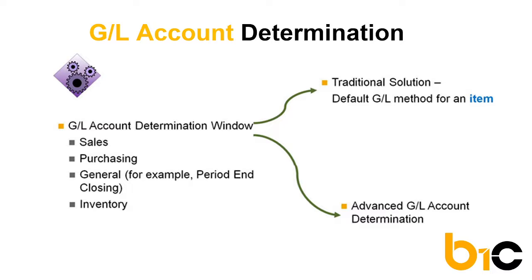When items are used in the transactions, there are two options for account determination. In the traditional solution, the system looks for the default accounts based on the account determination set in the item master data. Starting at version 9.0, you can work with the advanced solution for account determination. The advanced solution provides a centralized matrix to determine rules for assigning GL accounts in journal entries according to a predefined or closed list of criteria. Both options are based on the GL account determination window.